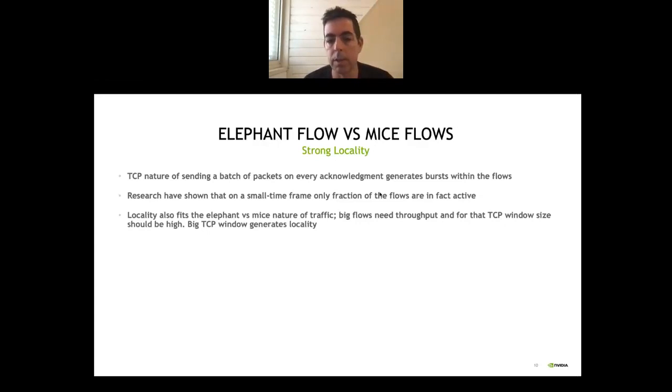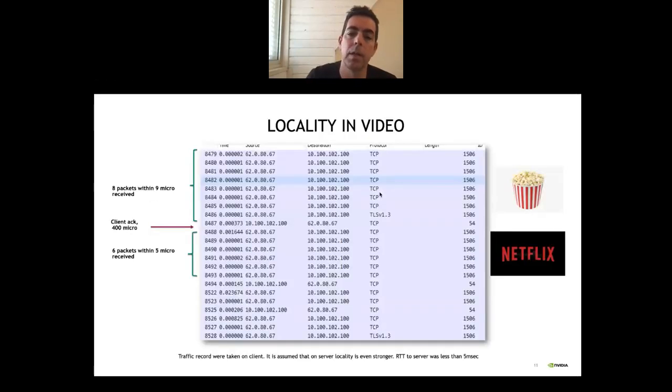So we see here that locality fits the nature of elephant and mice flows, and locality is going to be strong for the elephant flows that need throughput, and TCP generates this locality by its nature. We also took some recordings ourselves, mainly focusing on locality.